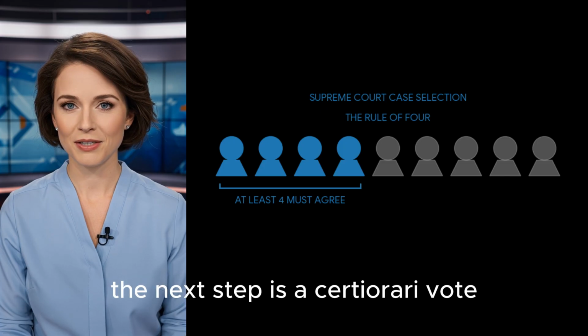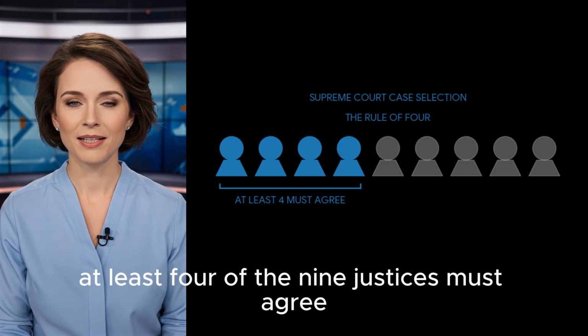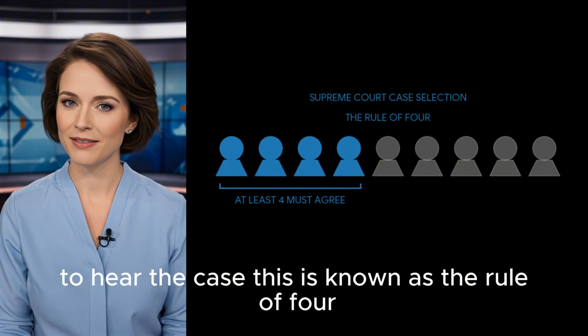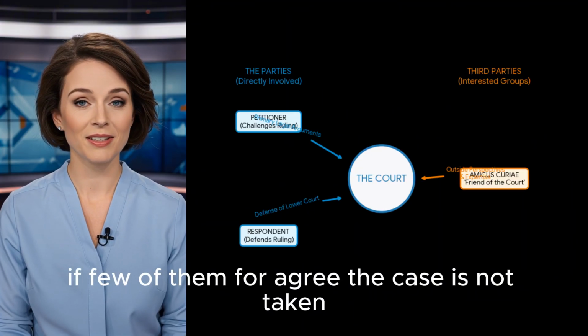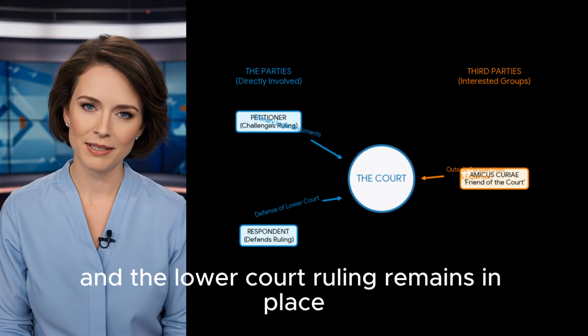The next step is a certiorari vote. At least 4 of the 9 justices must agree to hear the case. This is known as the rule of 4. If fewer than 4 agree, the case is not taken and the lower court ruling remains in place.